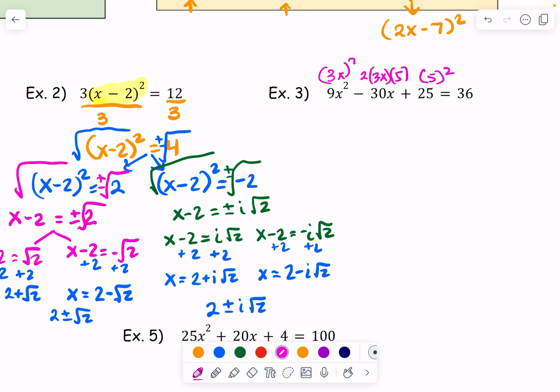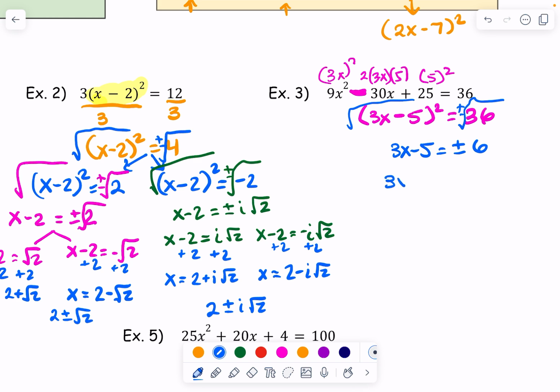So once we identify that, we know that this is a perfect square. 3x, always take the sign of the middle, minus 5 squared. And this makes our life way easier because we're going to take the square root plus or minus both sides. 3x minus 5 is equal to plus or minus 6. So that is 3x minus 5 equals 6, and 3x minus 5 equals negative 6.